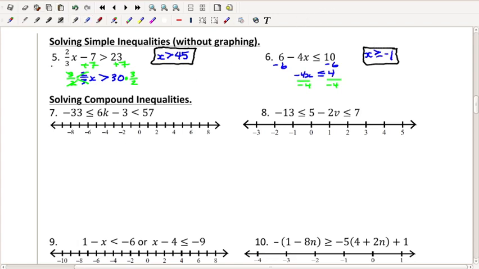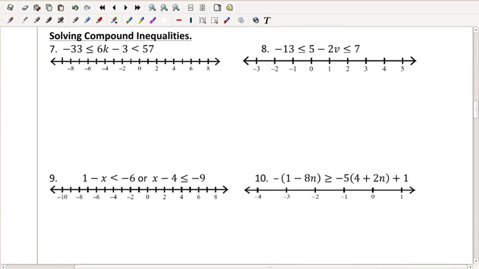All right, now we're going to look at solving some compound inequalities. Looking at number 7, we could solve them each separately. For example, I could solve just the left-hand side, negative 30 less than or equal to 6x minus 3. Or I could solve just the right-hand side, 6x minus 3 less than 57. But I can actually do it all at the same time, solving combined, and that's what I'm going to do. It's up to you if you like to solve it in pieces and then graph the solution. That way also works.